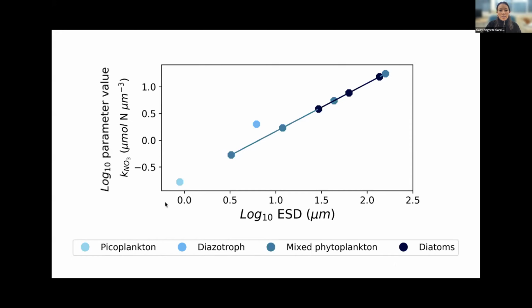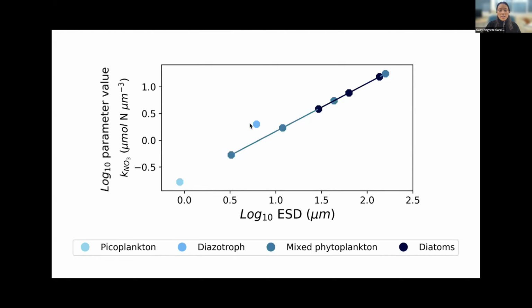These half saturation constants tend to increase with increasing cell size, such that smaller cells have higher rates of nutrient uptake per unit biomass, and therefore lower half saturation constants, due to their higher surface to volume ratios compared to larger cells.